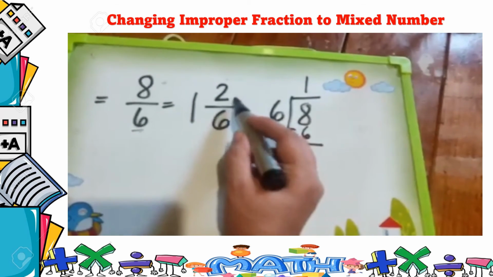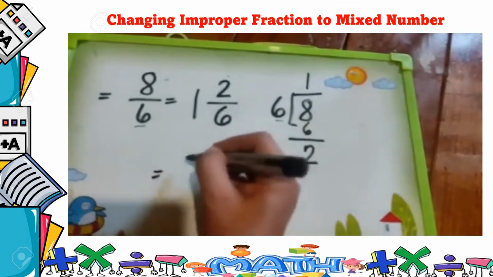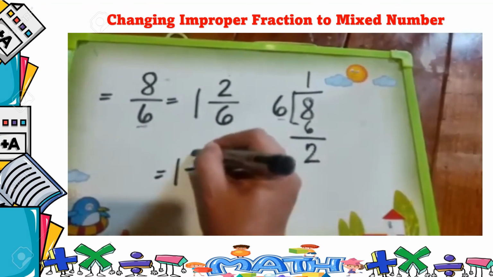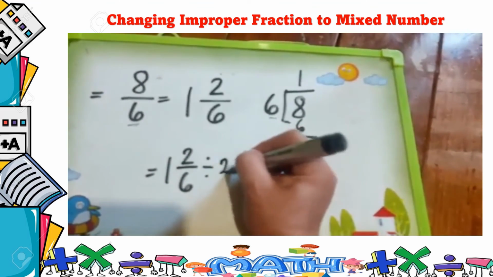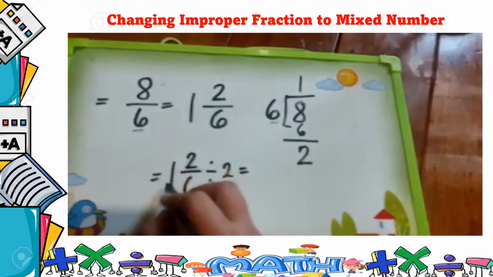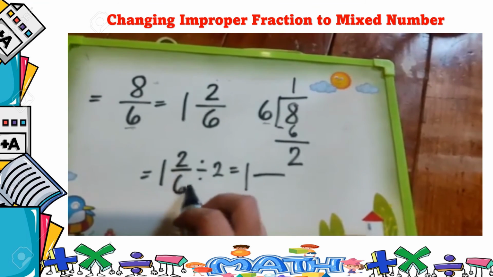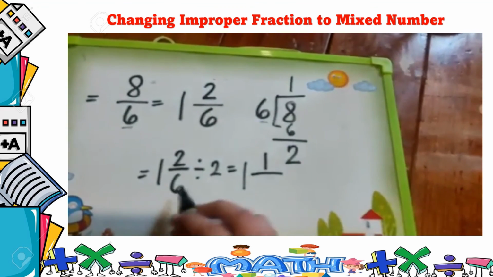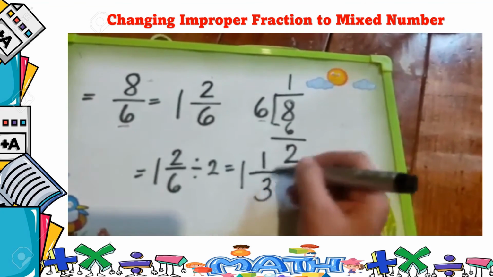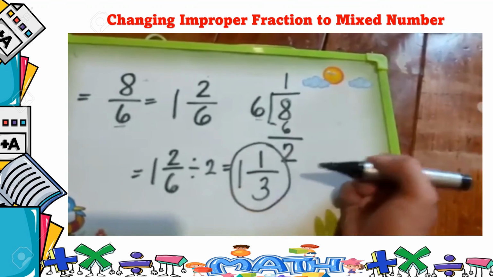So, as you observe, 2/6 can be reduced to lowest term. So, what will you do? So, you will just divide 2 over 6 by 2 because this is the common factor. So, we will just copy 1, which is the whole number, and then let's divide 2/6 by 2. So, 2 divided by 2 is 1. 6 divided by 2 is 3. So, the final answer here is 1 and 1/3.